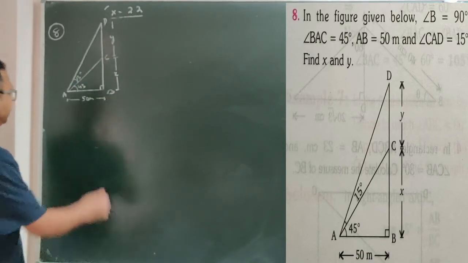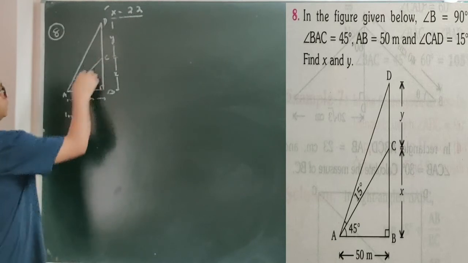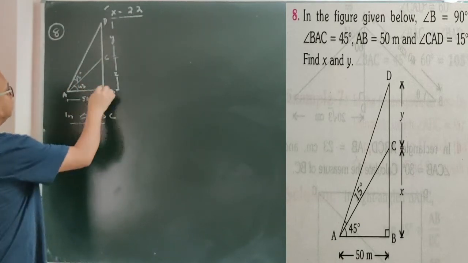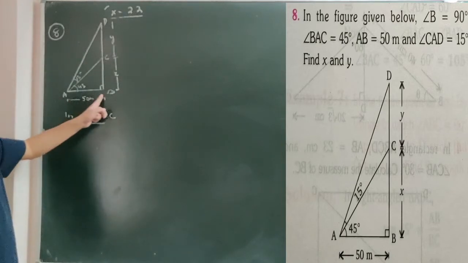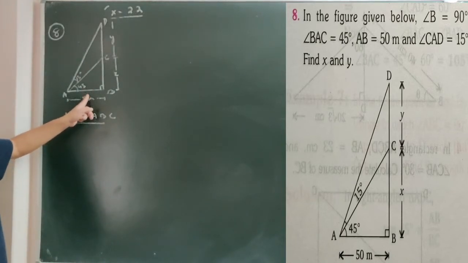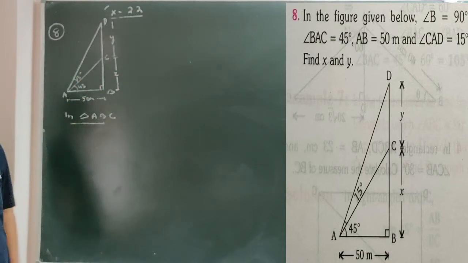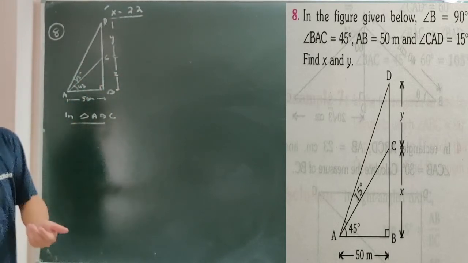Okay, x I can find easily. For that I need this small triangle. In triangle ABC, I am taking this triangle. So in this triangle I am given this one, base. You are asked to find this one, perpendicular. Perpendicular and base means tan.